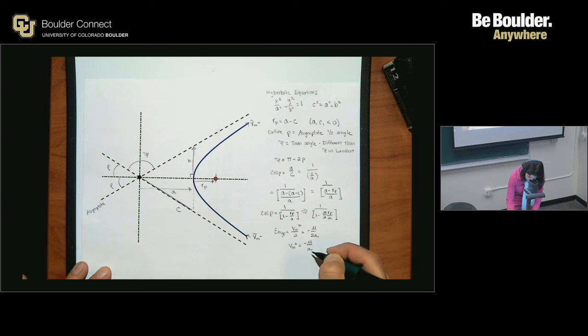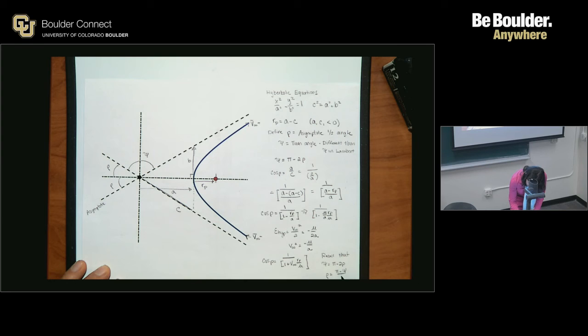So let's substitute this equation back in here. So we'll have cosine rho is 1 over 1 plus v infinity squared r sub p over mu. And if we can recall that psi is pi minus 2 rho, we can substitute that back in. So we'll have rho is pi minus psi over 2.